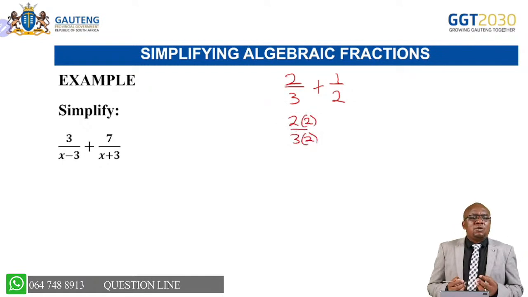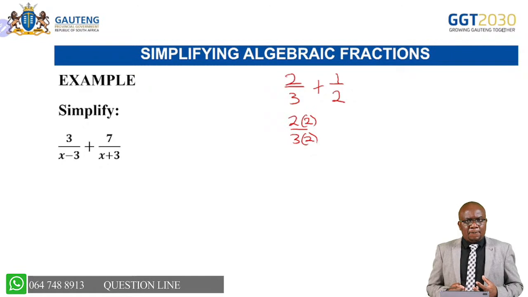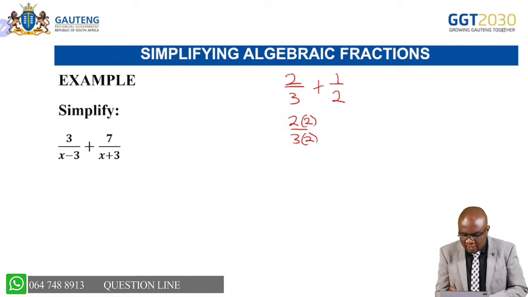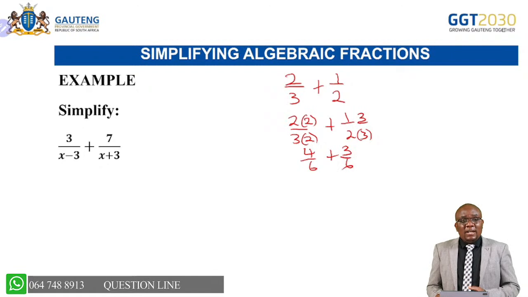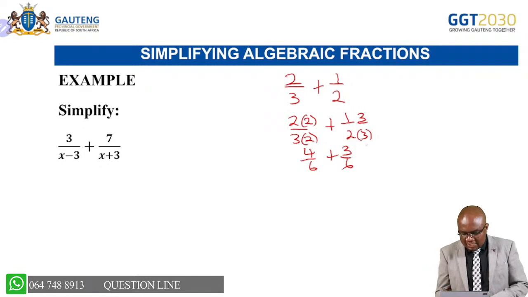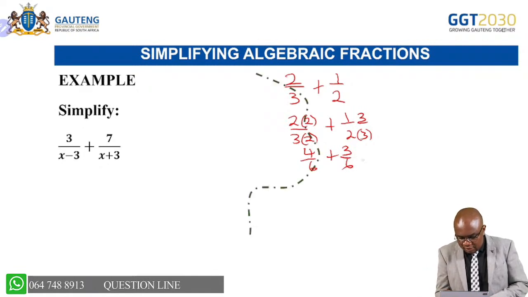You see that? These are called equivalent fractions. 4 over 6 and 2 over 3 is one thing. And then what do I do to 2 to get 6? I multiply by 3. So I multiply by 3 over 3 there. You see that? And then I get 4 over 6 plus 3 over 6. Now the denominators are the same, isn't it? Then I can add and say this is equal to 7 over 6.